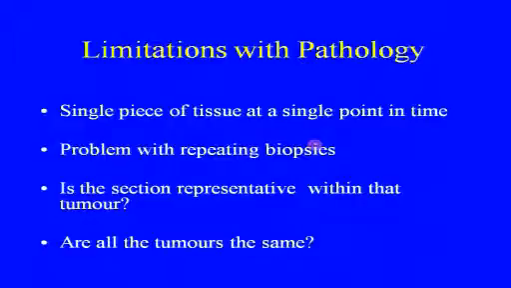And is the section representative within that tumour? Are we getting the front edge, the growing edge of the tumour? Are we getting the middle? Are we getting a bit that's more indolent? And are the tumours all the same? If there are many, many tumours scattered about the liver, are they all the same?